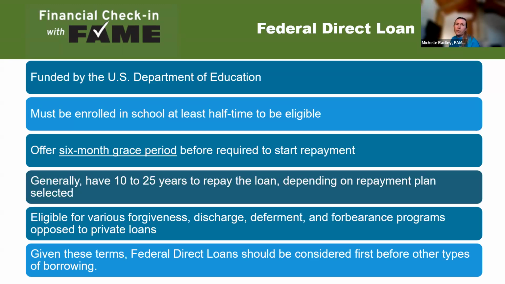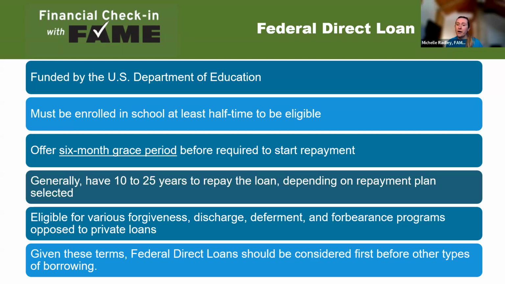The federal loan programs are called direct loans. That's primarily what we have access to now. In the past they've been under several different names, and there have been other programs, but now we're under a direct lending program. These federal loans are funded by the U.S. Department of Education, and in order to be eligible, the student has to be enrolled at least half time. One of the benefits of the direct lending program is a 6-month grace period before repayment is required to restart, which is really awesome.